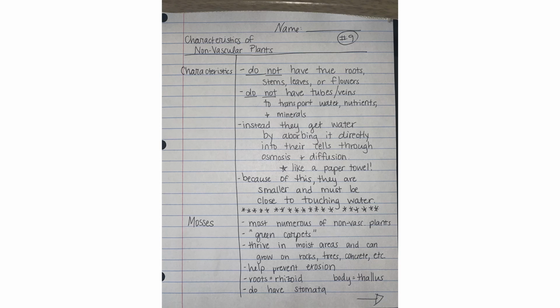Okay, so I gave myself a little divider line here because I know the rest of the lesson is going to be talking about examples of non-vascular plants. So the first one is mosses. They're the most numerous of non-vascular plants. They resemble green carpets. That's why I have it in quotes here, kind of like it's a nickname. They're little green carpets. They thrive in moist areas and can grow on rocks, trees, concrete, etc. They help prevent erosion. The roots are called rhizoids while the body is called the thallus, and then they do have stomata. Okay, then this arrow here means I'm going on to the back to write my notes for liverworts and hornworts.